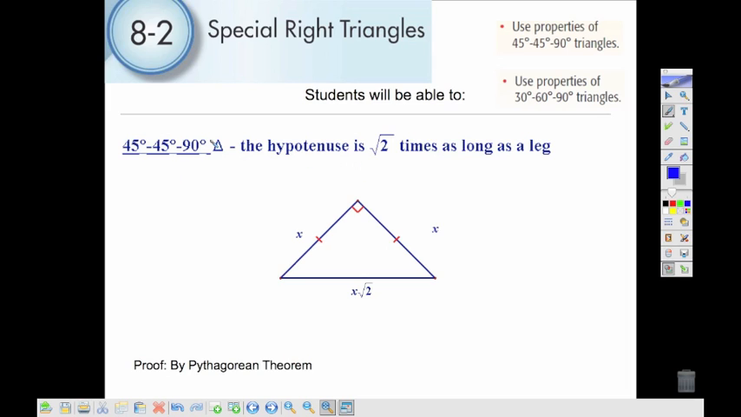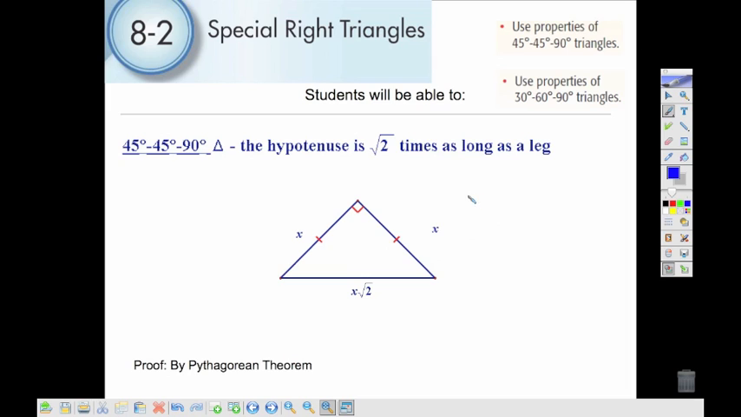So the first one we'll look at is the 45, 45, 90 triangle, which will always follow this pattern. Since it's 45 and 45, we already know this is an isosceles triangle, so these two sides are the same, x and x. The other side will always be whatever that number is multiplied by the square root of 2. If I wanted to go backwards, then I could take whatever this number is and divide it by the square root of 2.